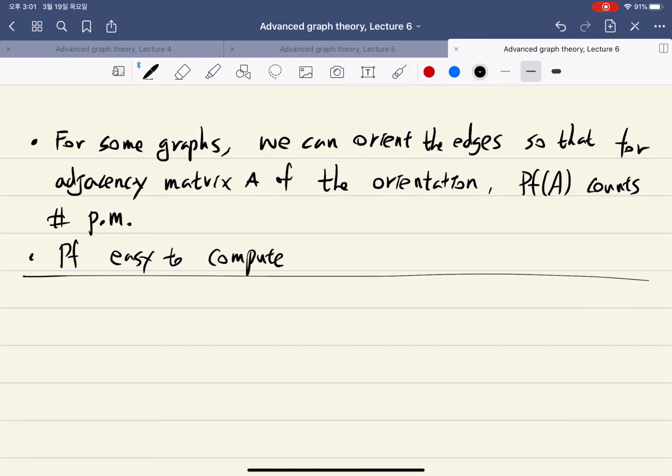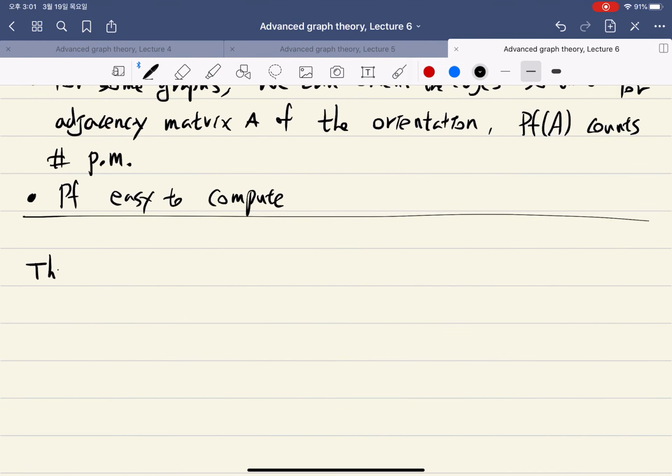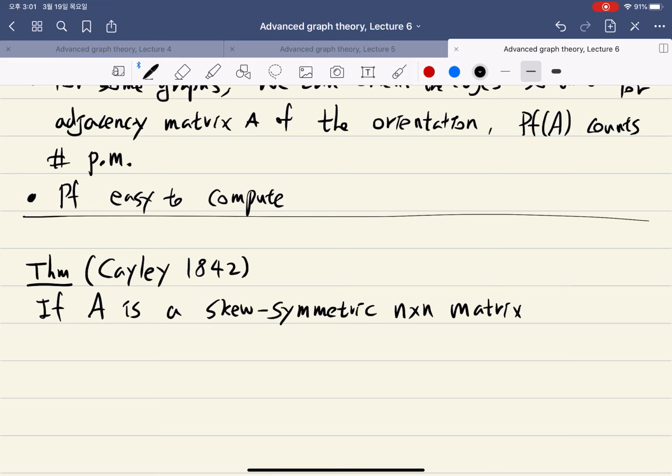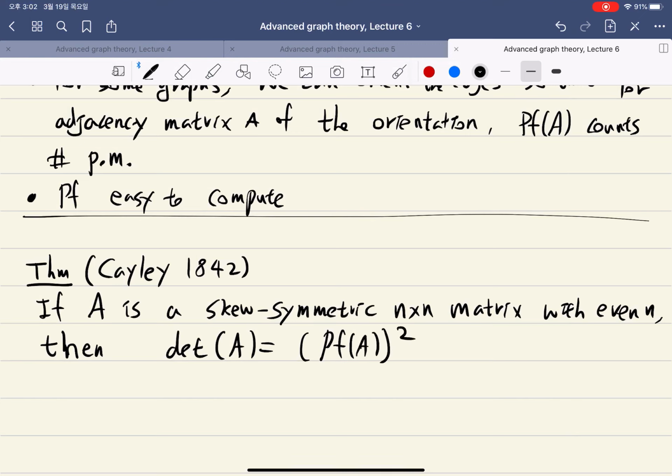So let's first show the second one. There is this theorem by Cayley saying that essentially computing the Pfaffian is as easy as computing the determinant. If A is a skew-symmetric n by n matrix with even n, then the determinant of A is the Pfaffian squared.